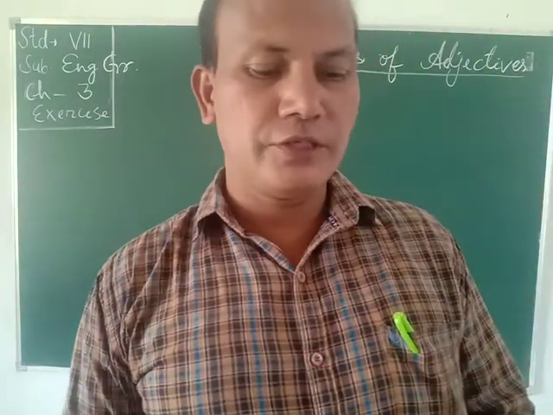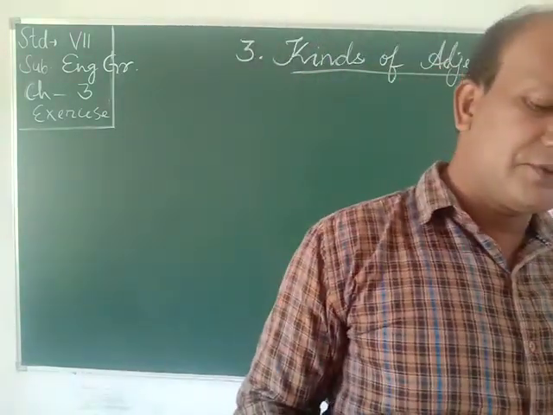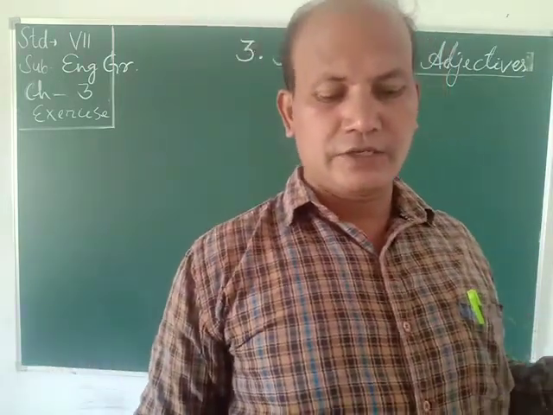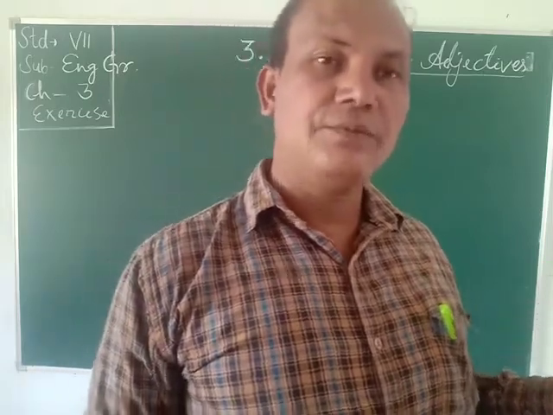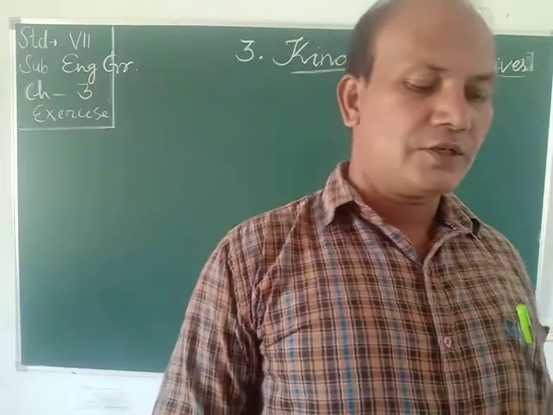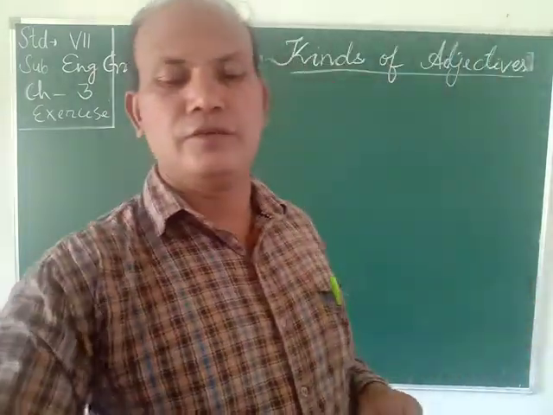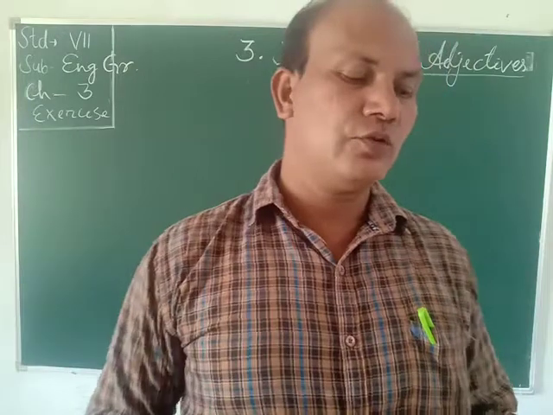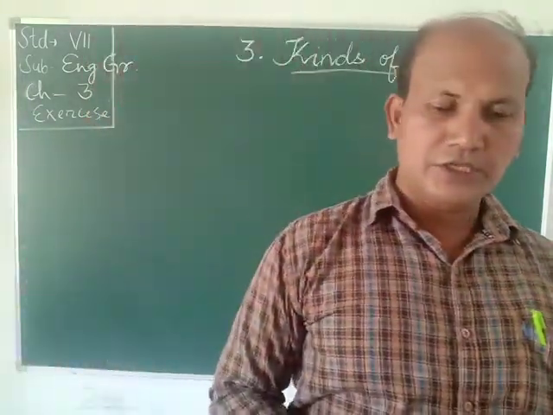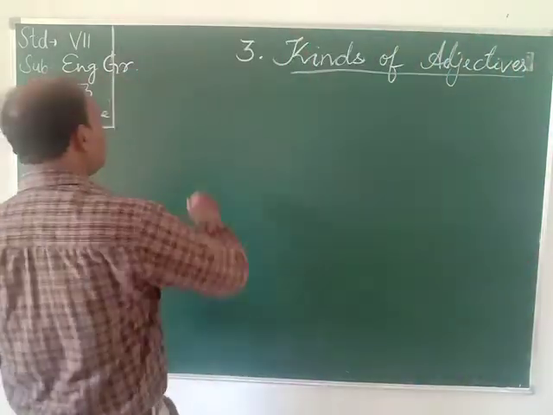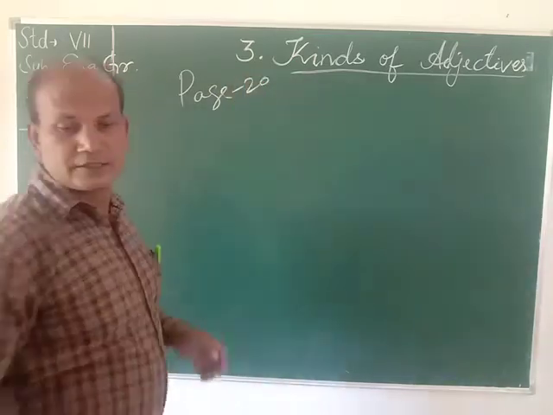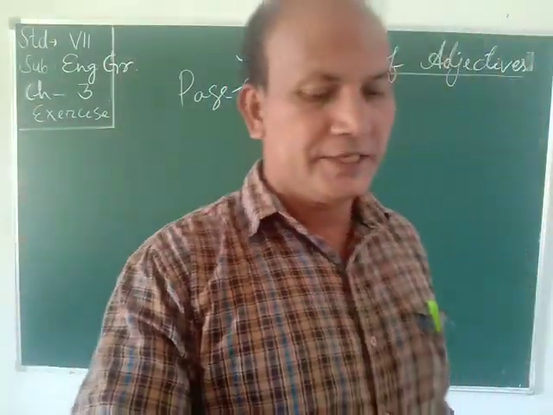So I have already taught this chapter, and different types of adjectives: adjective of quality, quantity, numbers like cardinal and ordinal, then demonstrative adjective, interrogative adjective, then possessive adjective, etc. So we know, and I think you have to read more and more to gain more knowledge. So students, now let's discuss chapter 3, page number 20, and let's discuss this exercise A, B.